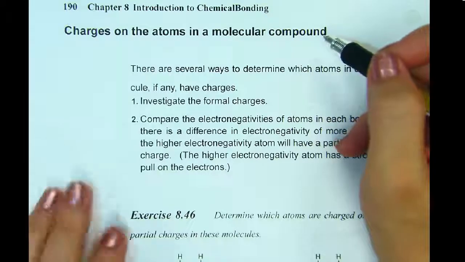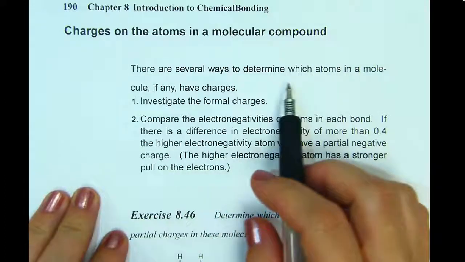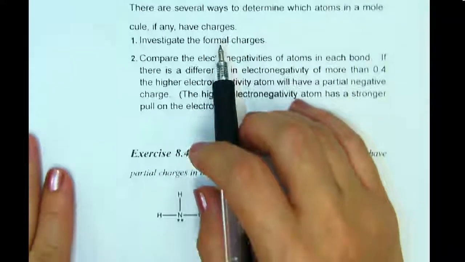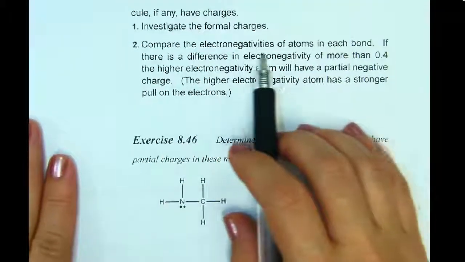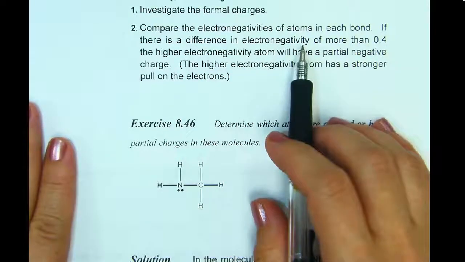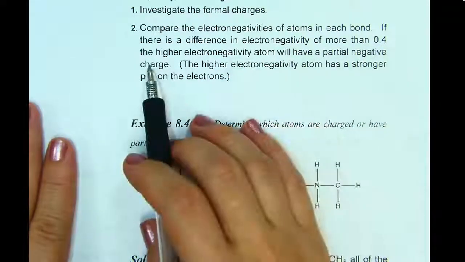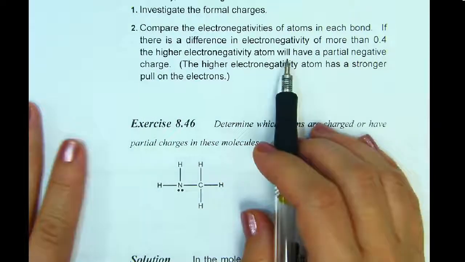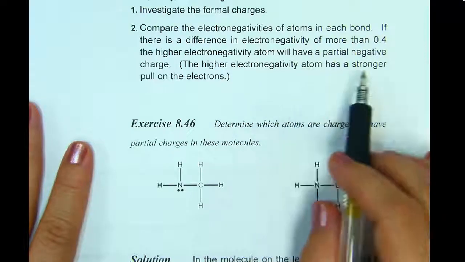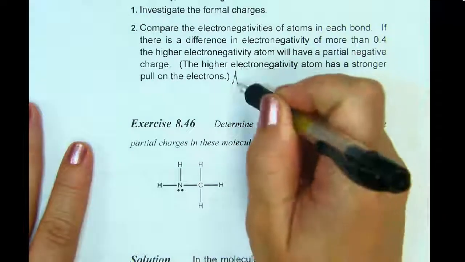Charges on the atoms in a molecular compound. There are several ways to determine which atoms in a molecule, if any, have charges. Investigate the formal charges. Compare the electronegativities of atoms in each bond. If there's a difference in electronegativity of more than 0.4, the higher electronegativity atom will have a partial negative charge. The higher electronegativity atom has a stronger pull on electrons.